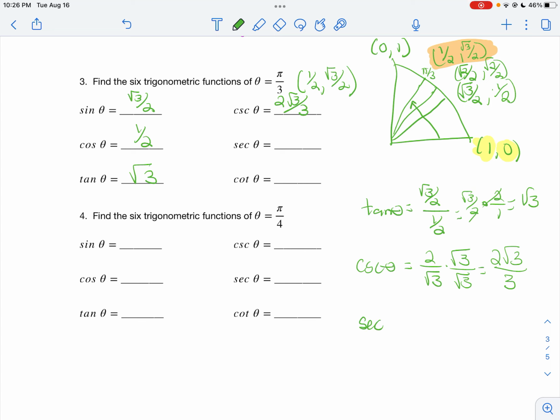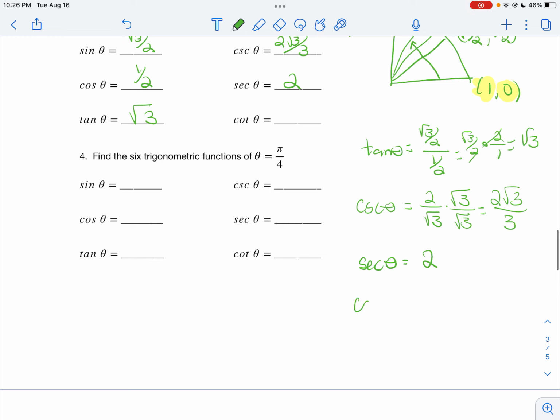To find my secant of pi over 3, I take my cosine and flip it over, so that just becomes 2. And to find my cotangent of pi over 3, I take my tangent and flip it over, and then rationalize. So it's square root of 3 over 3.